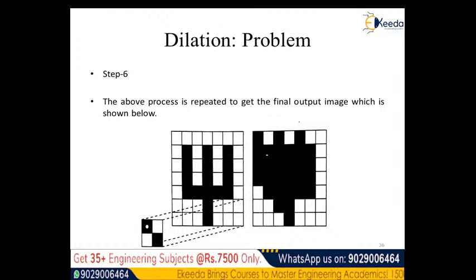So this was the example of the dilation problem we have studied. Erosion and dilation are the two fundamental morphological operations. I think one point is very clear to you, that dilation expands an object inside the image, whereas erosion shrinks the object inside the image here.